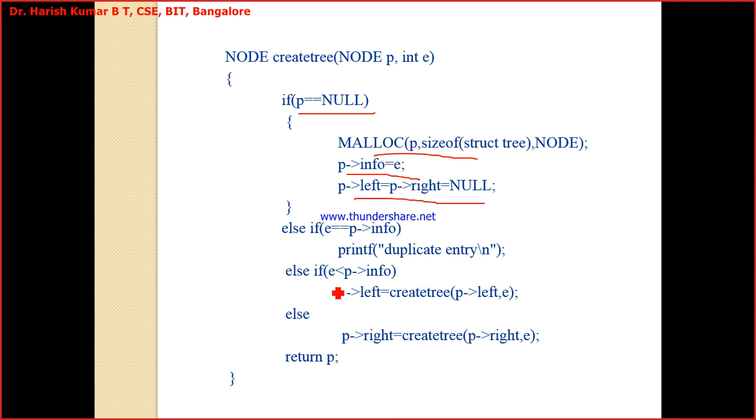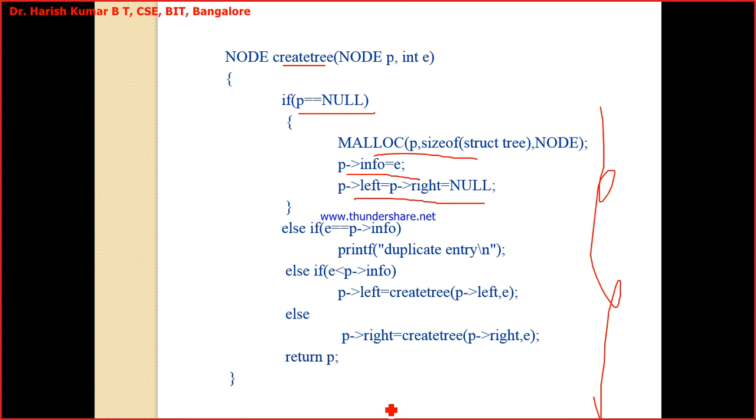What we do, we come to this and check whether the element to be inserted is equal to the info field. What we are doing in this case is eliminating the duplicate entries. Okay, if it is equal to the info field, I say duplicate entry and discard it. Otherwise I check whether the element to be inserted is lesser than the info field of the root node. If it is lesser, then I travel along the left subtree. So p arrow left I give. Okay, I call this function again recursively by passing p arrow left and the element.